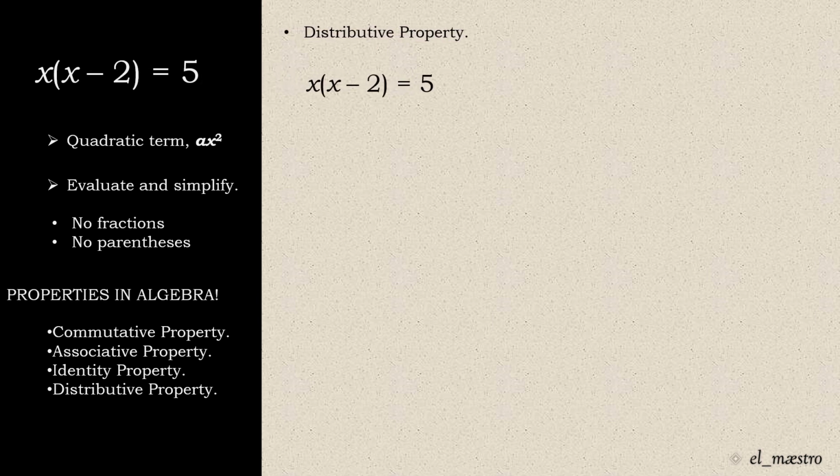In distributive property, unsa atong buhaton una, multiply nato si x times x. Okay, so what is x times x? Correct. X squared. How about what's next? Si x og negative 2. So x times negative 2. What's the answer? Very good. Negative 2x. So after that one, copy lang nimo ang nabilin. So that is equal to 5.